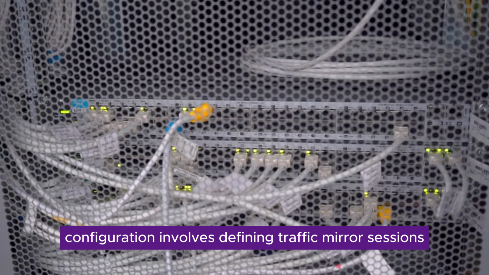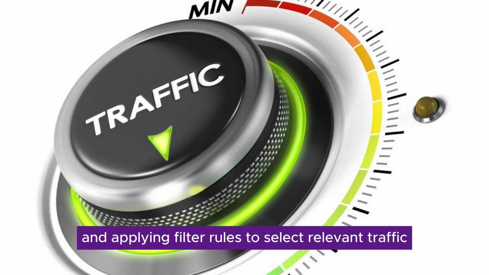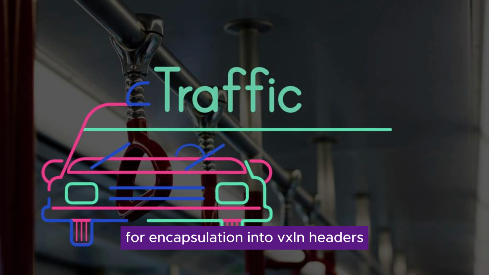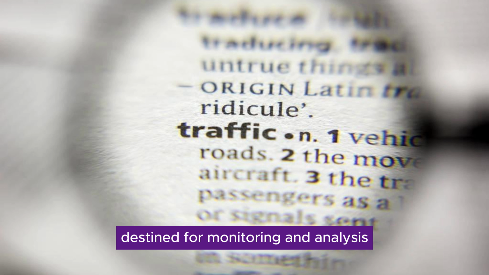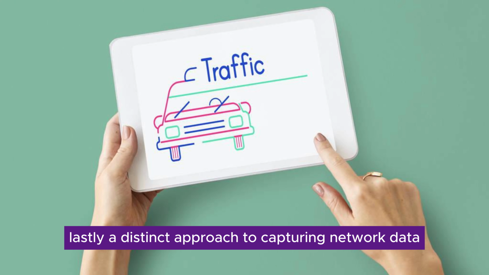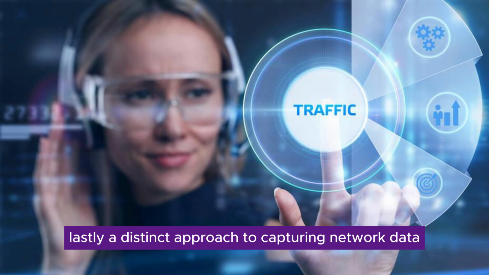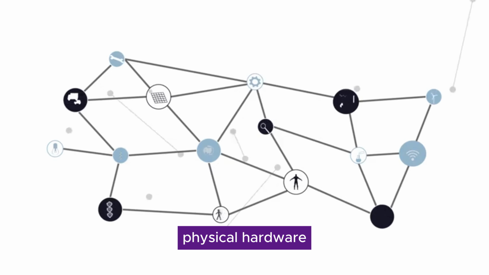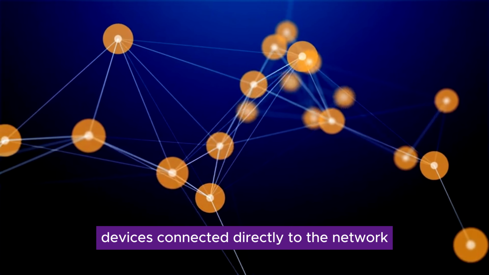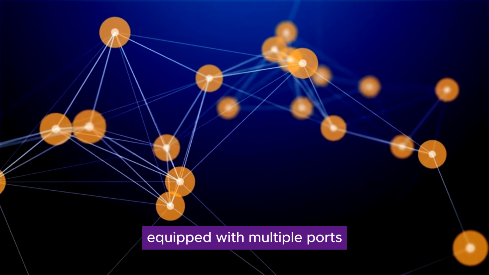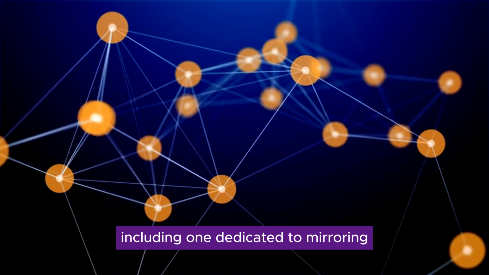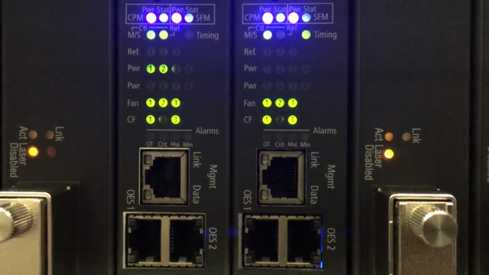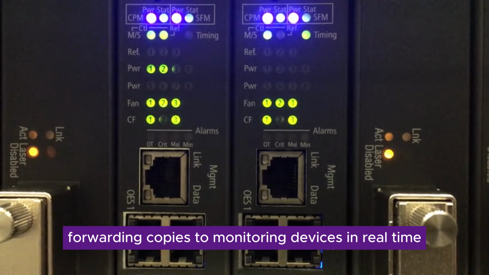Configuration involves defining traffic mirror sessions and applying filter rules to select relevant traffic for encapsulation into VXLAN headers, destined for monitoring and analysis. Lastly, a distinct approach to capturing network data involves the utilization of network taps, physical hardware devices connected directly to the network. Equipped with multiple ports, including one dedicated to mirroring, network taps intercept data flowing between network segments, forwarding copies to monitoring devices in real time.